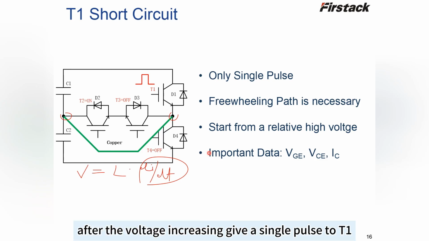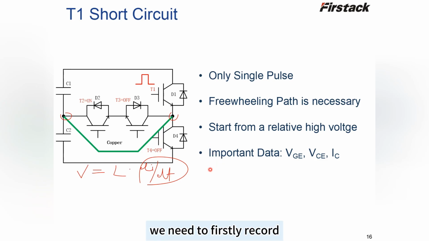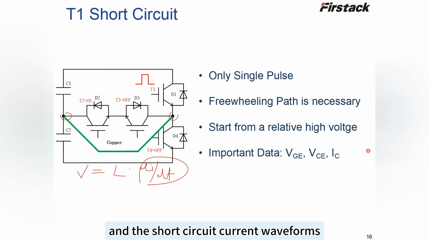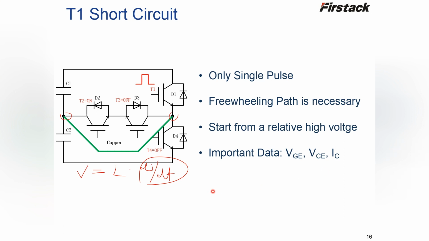Okay, after the voltage increasing, give a single pulse to T1. We need to firstly record VGE, the gate emitter voltage, collector emitter voltage, VCE, and the short circuit current waveforms. It is similar to the double pulse test. Why do we need to observe VGE?